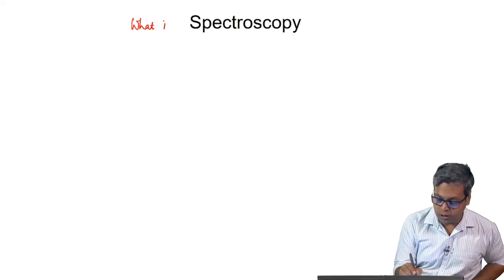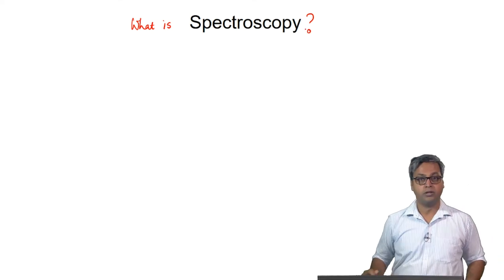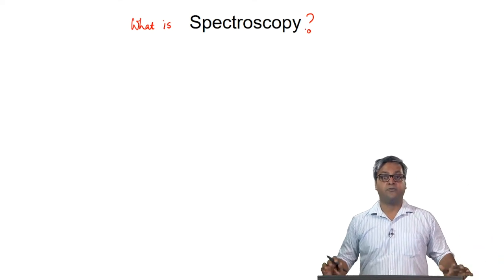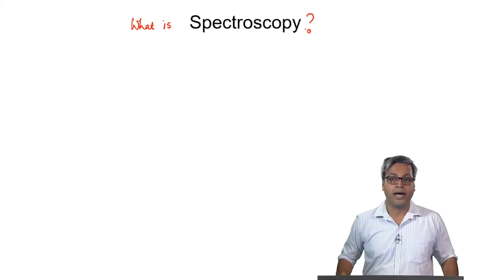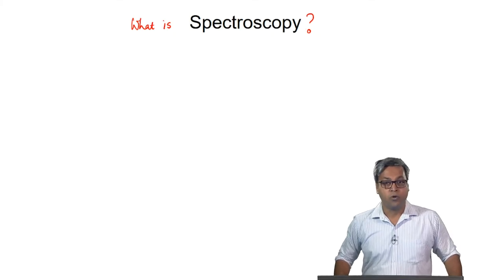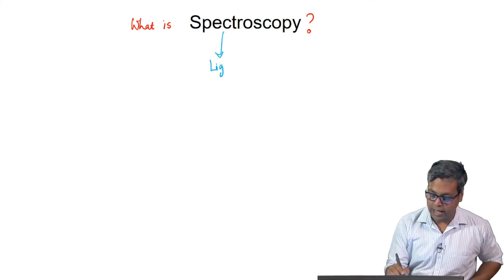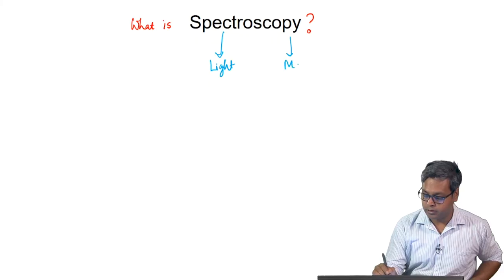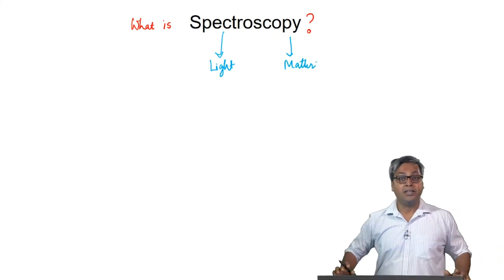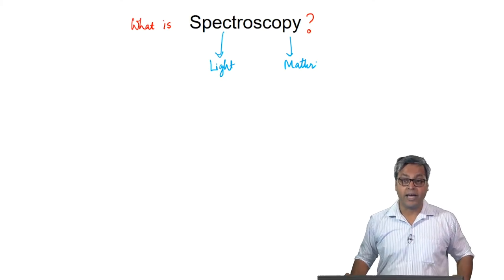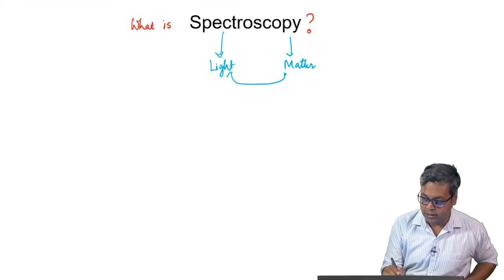So, because we are talking about spectroscopy, the first question we would ask is, what is spectroscopy? Spectroscopy is defined as the interaction between light and matter. In other words, we have two things in spectroscopy. We have light and we have matter. And in addition to that, we have some interaction between light and matter.